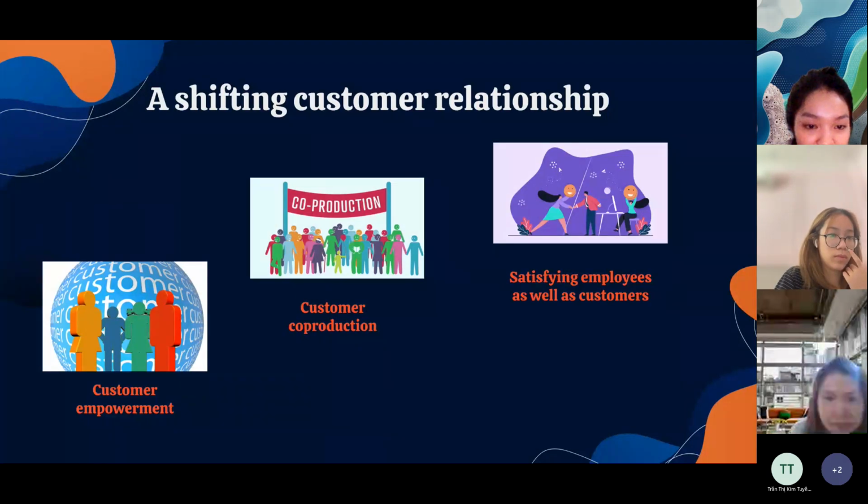The reality is that customers do not merely purchase and use a service.